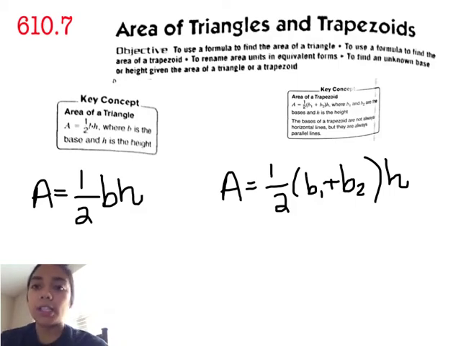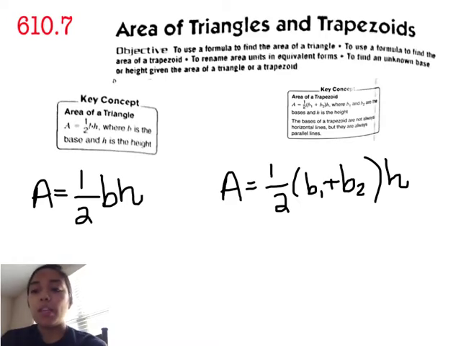Alright, Chapter 10, Lesson 7, Area of Triangles and Trapezoids. The objective is to use a formula to find the area of a triangle, and to use a formula to find the area of a trapezoid, to rename area units in equivalent forms, and to find an unknown base or height given the area of a triangle or trapezoid. For the most part, you should know how to do this, because all you're doing is plugging into the equation and solving.